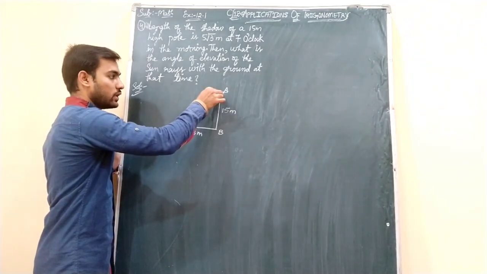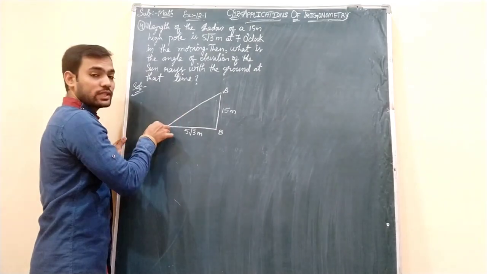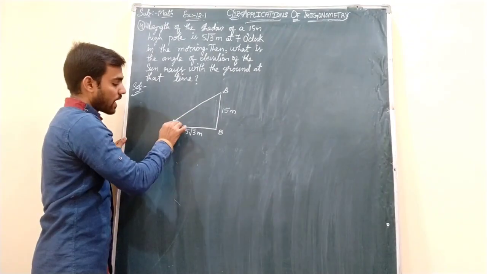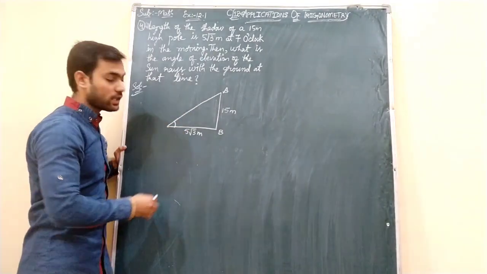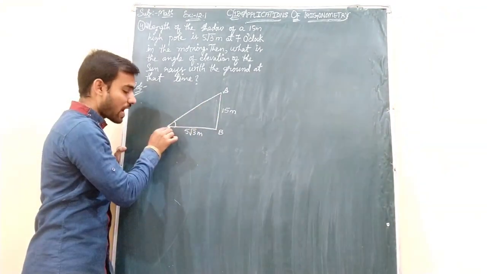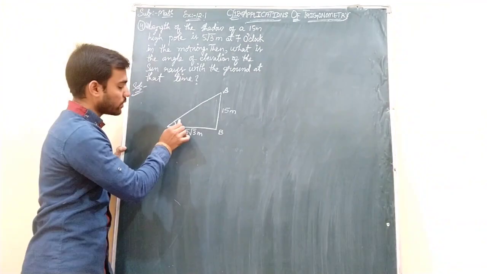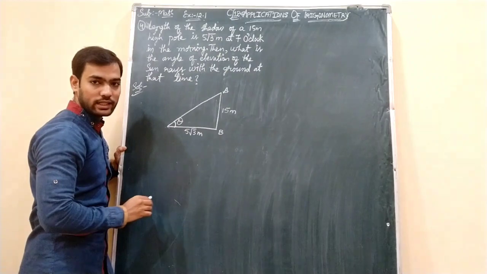Now we need to find out, these are the rays that are falling onto the ground. So this angle we need to calculate. What is the angle of elevation of sun rays with the ground at the time we said. So here, as the angle is missing in this question, we will take it as theta.